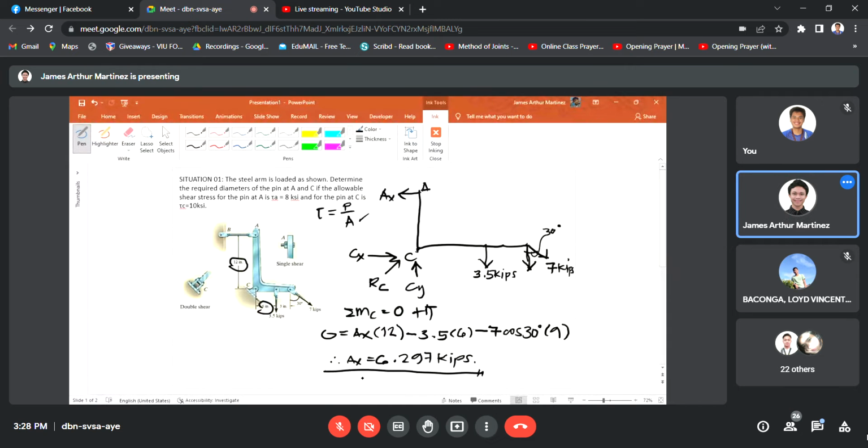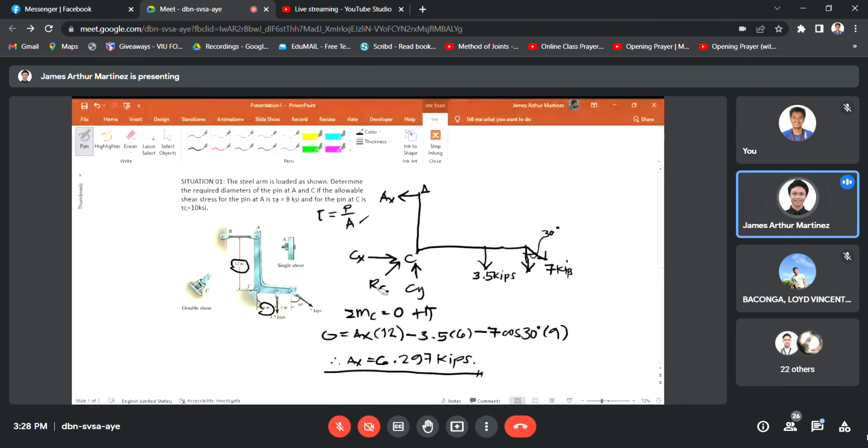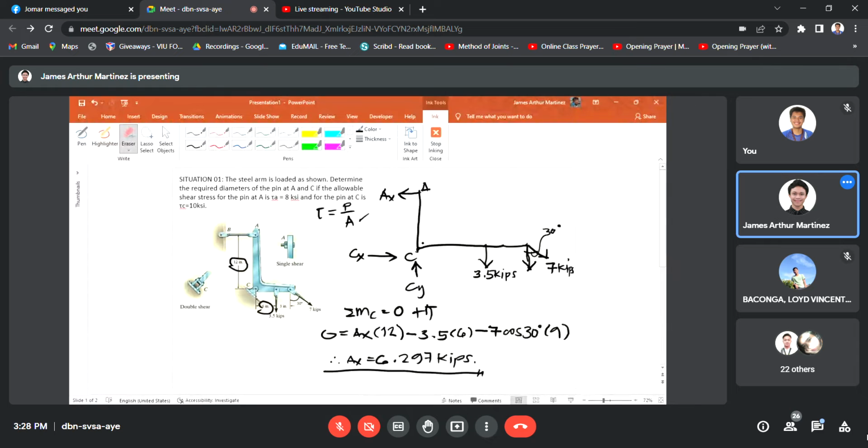Okay? Now, let's solve the reactions at point C. To do that, we resolve it into X and Y components so that it is easier to analyze. Then, we just have to compute the magnitude of the resultant of your force or reaction at point C, which is the square root of Cy squared plus Cx squared.